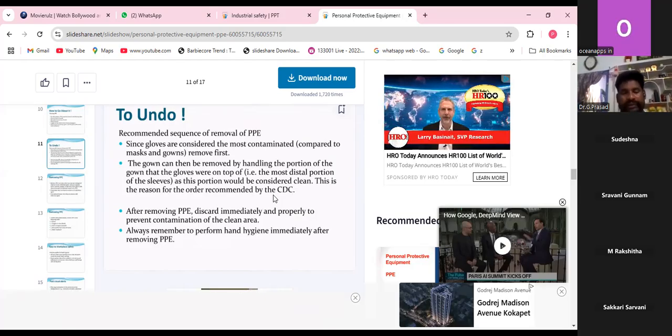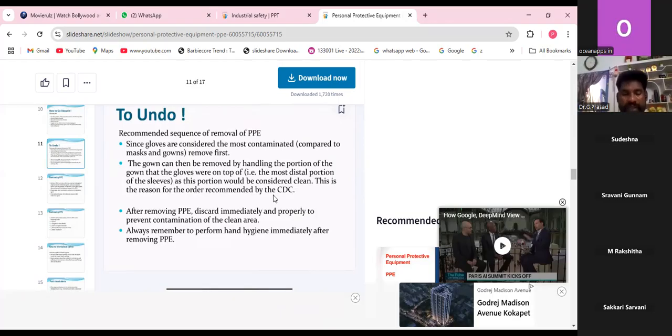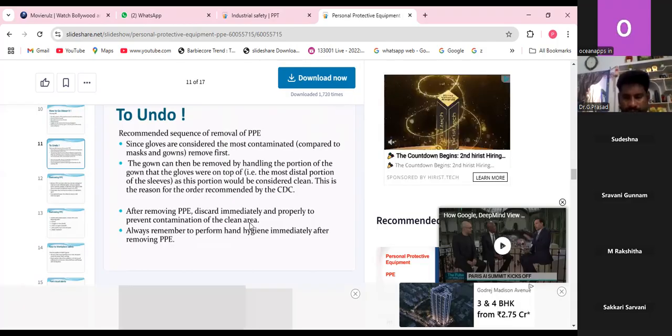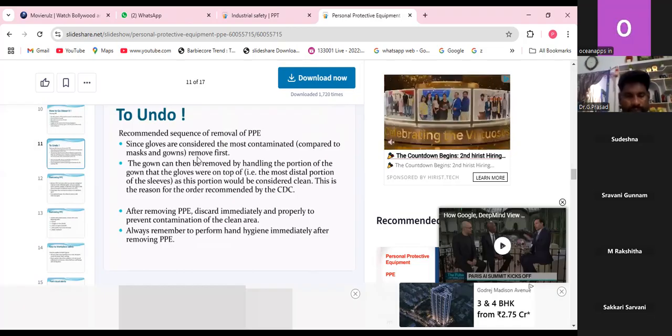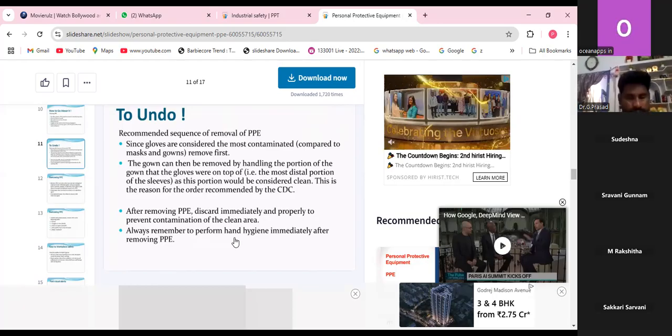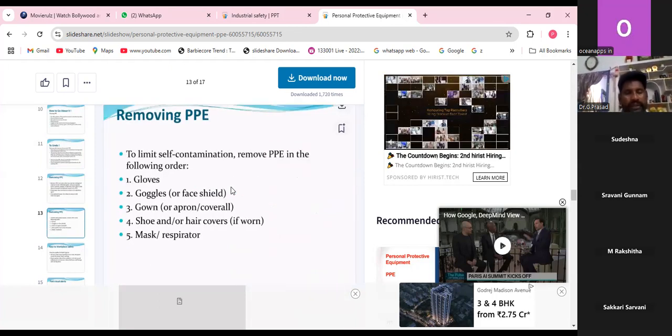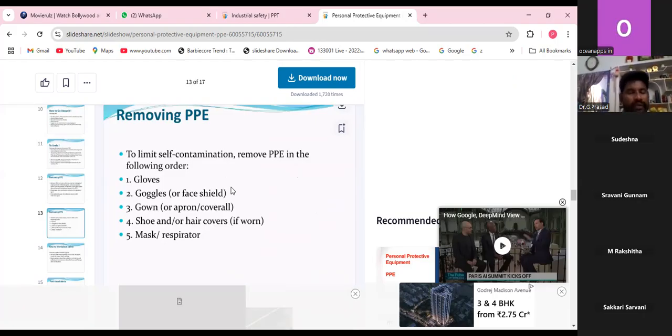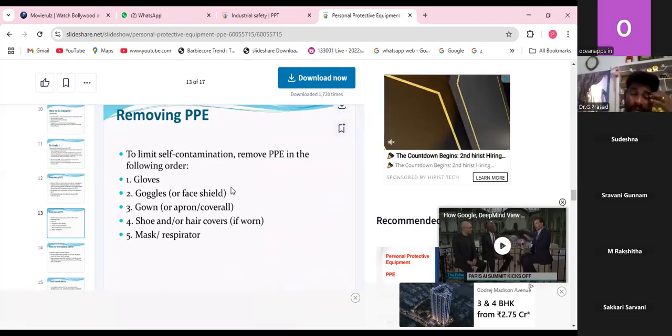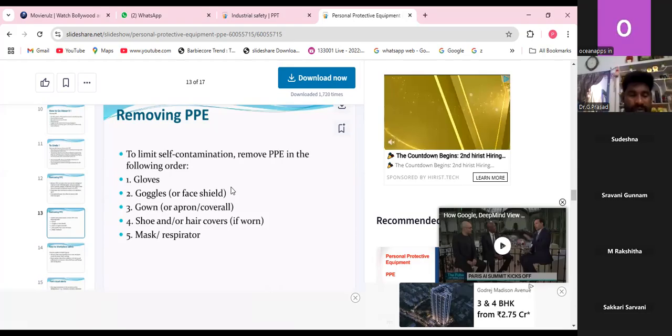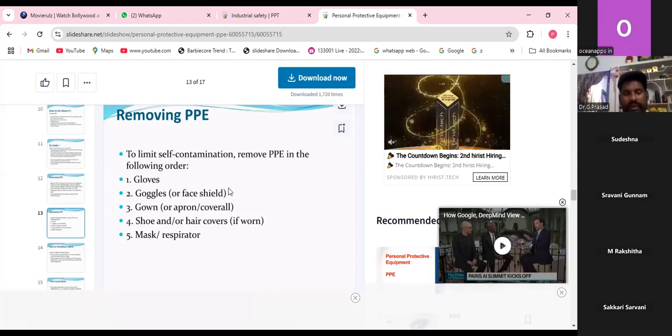Because after wearing the PPE, we go to the particular system, then after that we have to come back to our work. So you have to clean that particular system. Always remember to perform hand hygiene immediately after removing PPE. Yeah. So there is a process for the removal of the PPE. First, you have to remove the gloves, then the goggles, then the apron, then the shoes, and finally the mask or respirator.